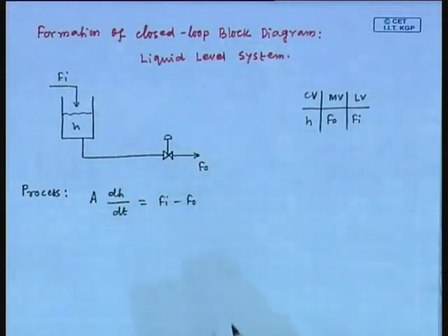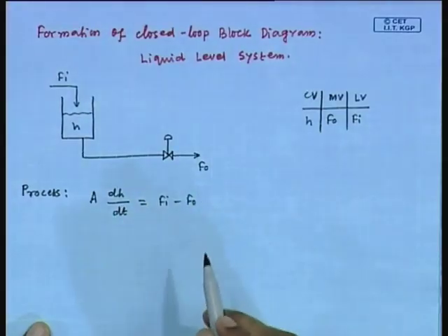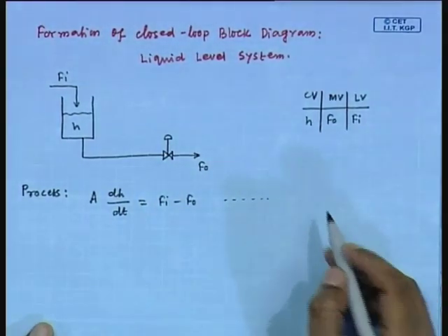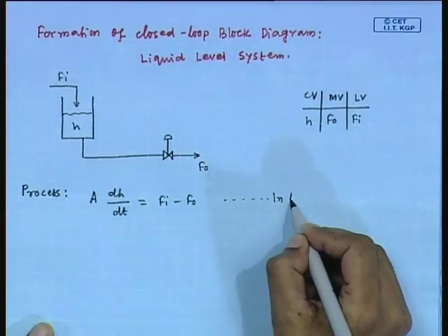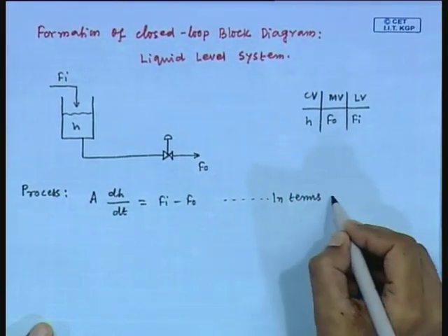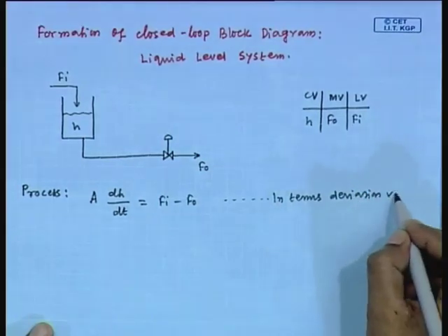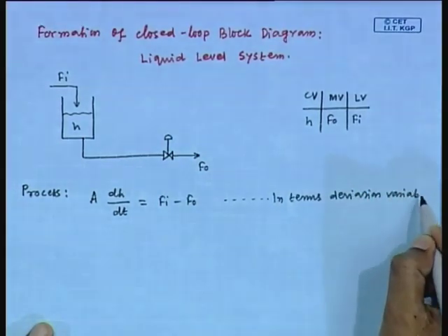Now, here we are not using prime superscript to represent the deviation variable. I mean H, Fi, F naught, these are deviation variables. Fine. So, this equation is written in terms of deviation variables. We are not representing prime superscripts.